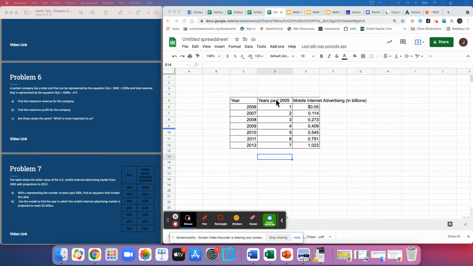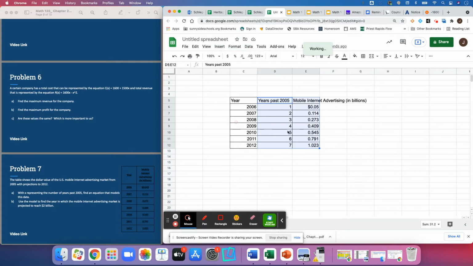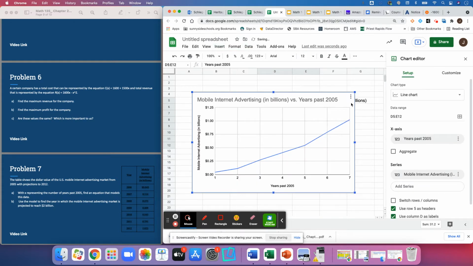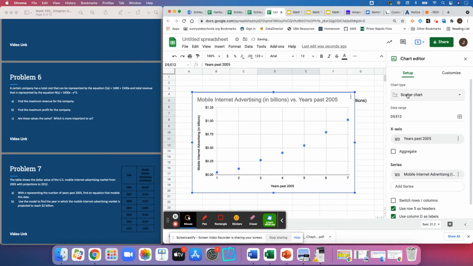So everyone, as we've done in lesson 2.5, we highlight the pertinent information here. We do need to remember that this is in billions of dollars. You can see that the mobile internet advertising has gone from almost nothing to over $1 billion in the year 2012. So we are going to insert a chart, and we want our chart to be a scatter plot, not a line chart.